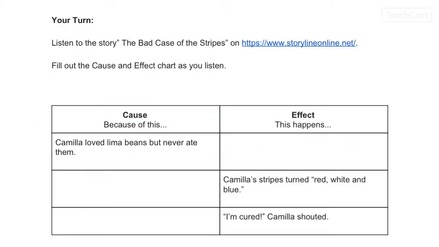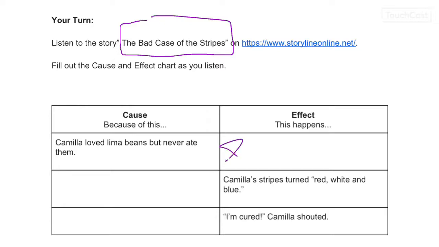All right. Fast lesson today. So your turn, you're going to listen to a new story. It's called The Bad Case of the Stripes. This is actually one of my favorite stories. I love to read it at the beginning of the year every year. You can search for it in the search bar, or you can just look through all the titles. But we're going to Storyline Online again, and you're going to look for cause and effect.